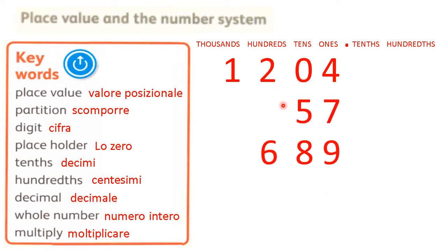57 is a 2-digit number. 689 is a 3-digit number. 1204, 57, and 689 are whole numbers. This number here is a decimal number because it has a decimal point. The 3 is in the tenths column, and the 4 is in the hundredths.